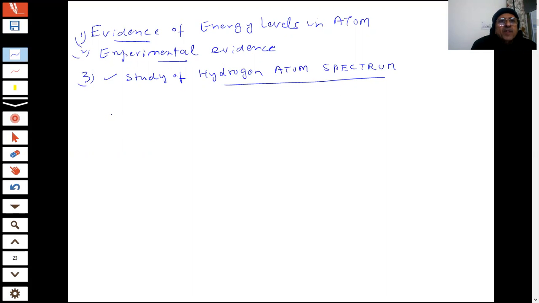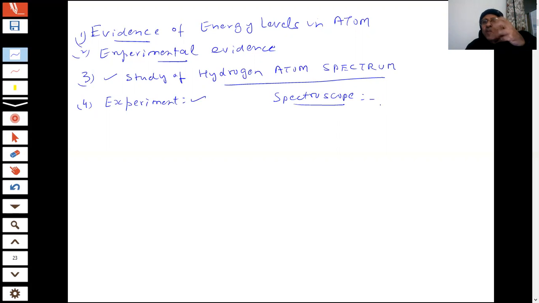How was it studied, students? What experiment was done? What were the scientists working with? There is an instrument called a spectroscope. A spectroscope is an instrument which can record the spectra, the lines or light, emitted by the atoms. Why will they emit radiation or light? We will see that. What way did they do it, students?